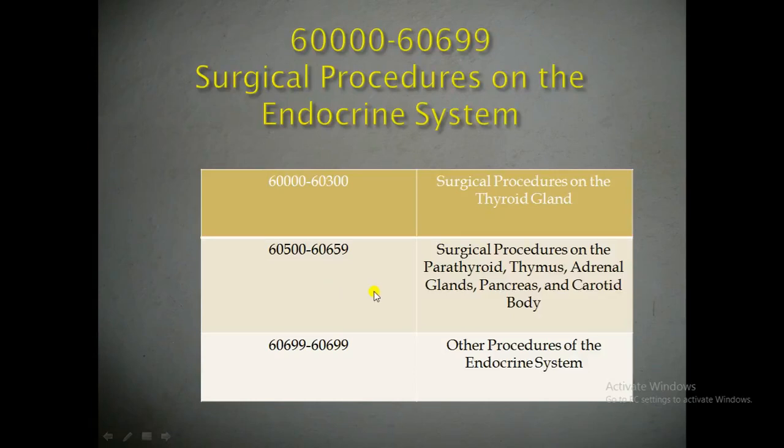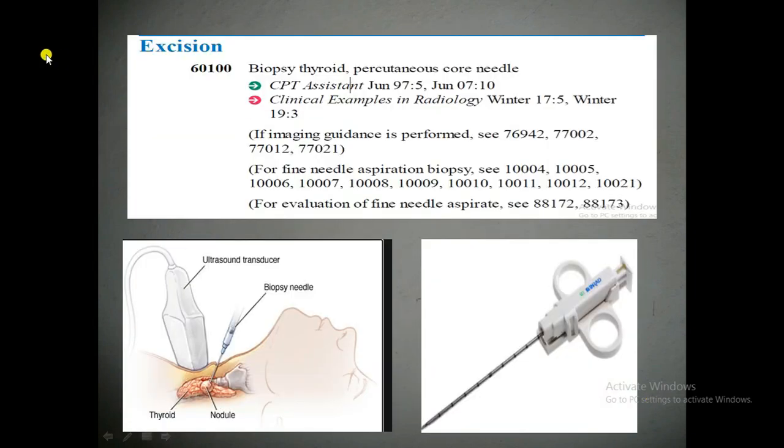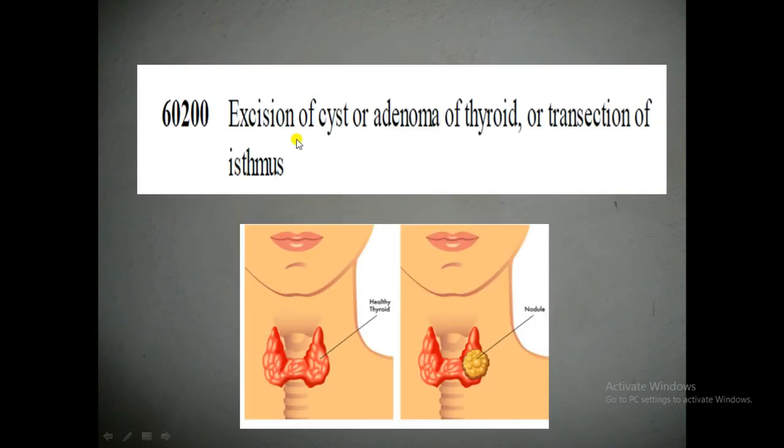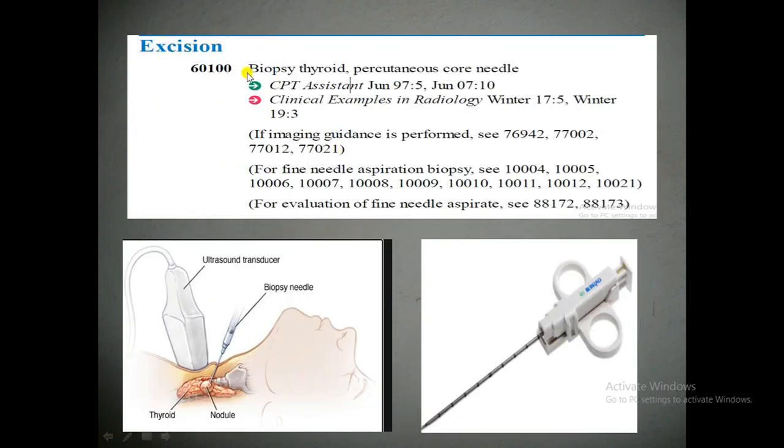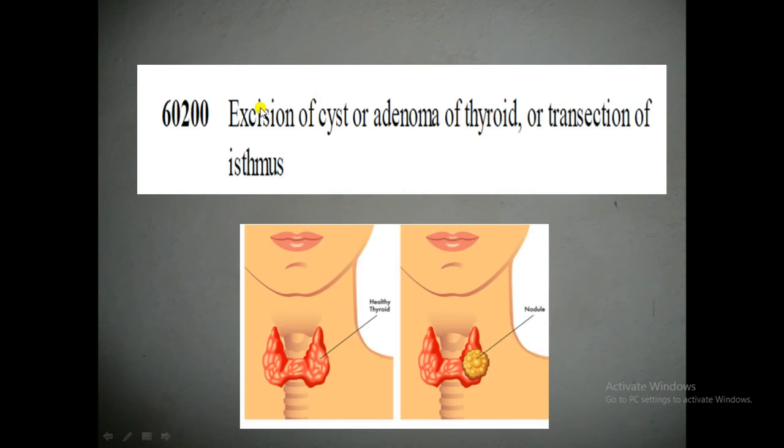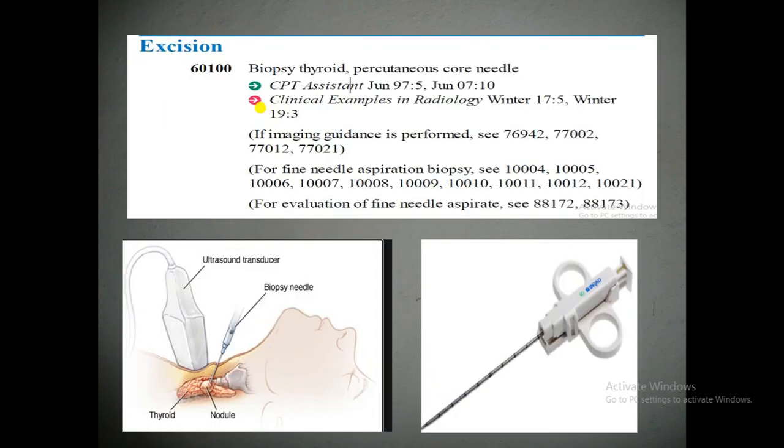Hi everyone, in this session I am going to explain two surgical procedures on the thyroid gland, that is, excision procedures. The first procedure is biopsy thyroid and the second is excision of cyst or adenoma of thyroid. What is the CPT code, and what exactly will the physician perform in these procedures? Now we will see. The CPT code for biopsy thyroid percutaneous core needle is 60100.